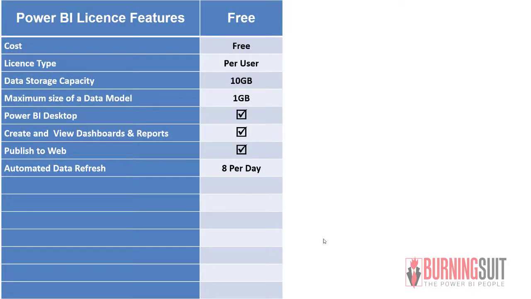Firstly is the free license. This is the simplest license to understand. It's a free license. You can get that from Microsoft. It's a per user license. So this is like a ticket on the bus. Everybody needs to have a ticket on the bus, and this is their ticket to do that. They can keep that license for them all the time. As its name suggests, it's a free license.